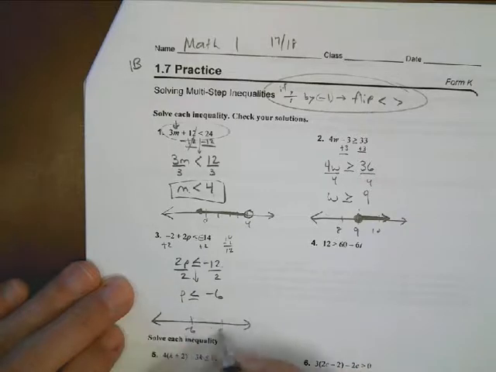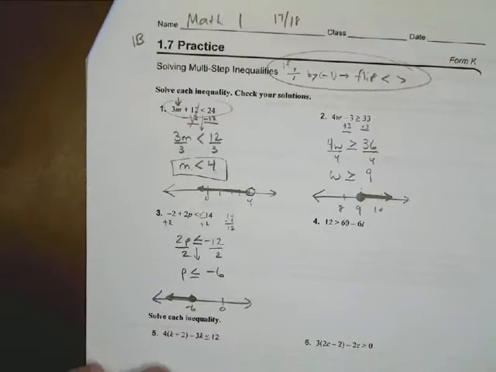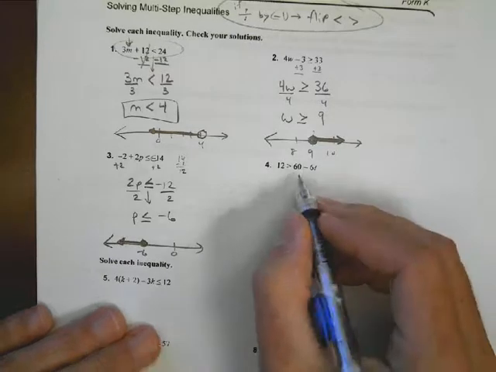So if I had negative 6, 0 on a number line, P is going to be less than or equal to, so that's a whole circle, negative 6, like so.